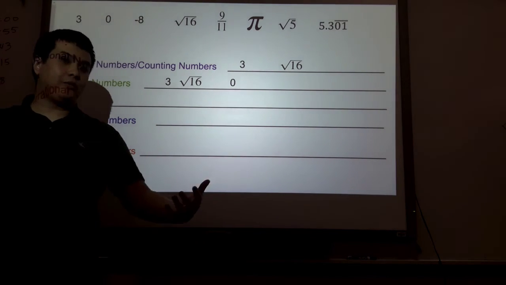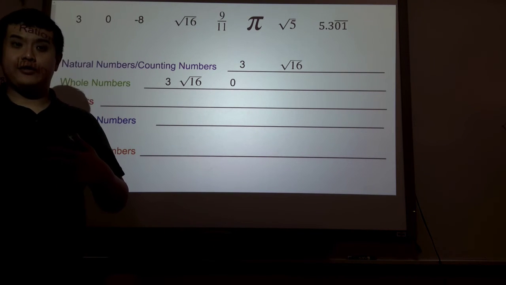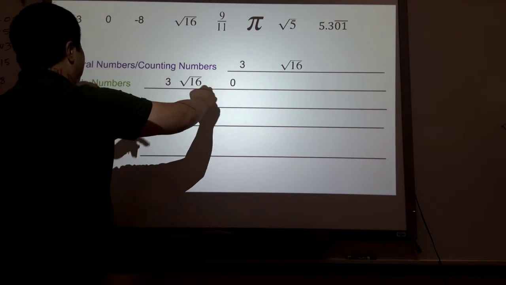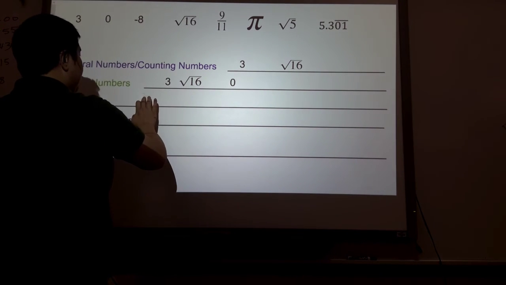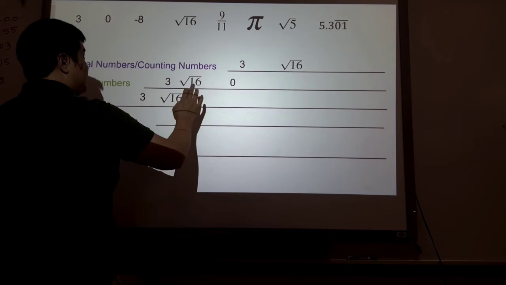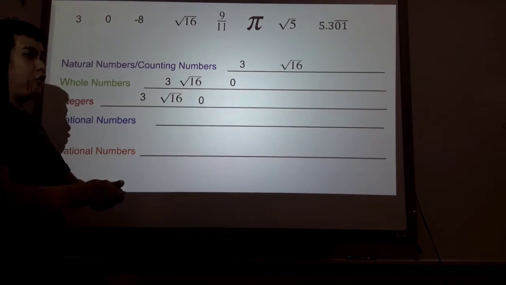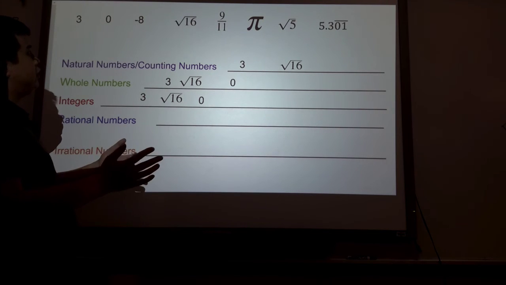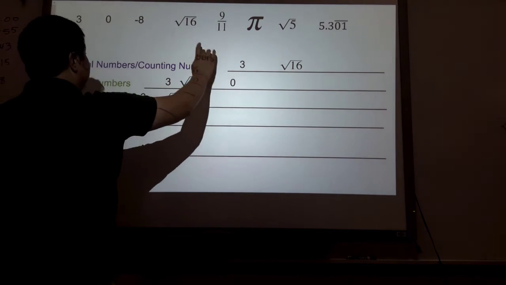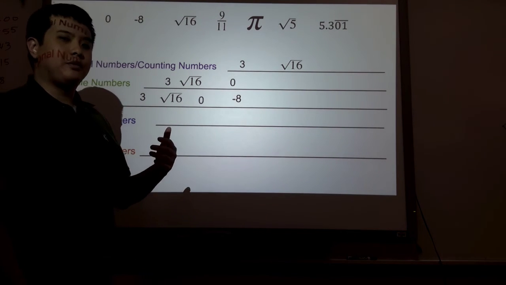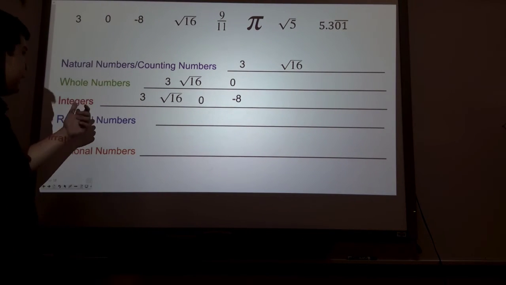Integers, those are whole numbers and negative whole numbers. So we're going to, again, bring down anything that's here, down here. 3, square root of 16, and 0. And we're going to look for any negative whole numbers. And the only negative whole number I see here is negative 8, so we're going to bring that down as well. Rational numbers. Rational numbers are any integers.